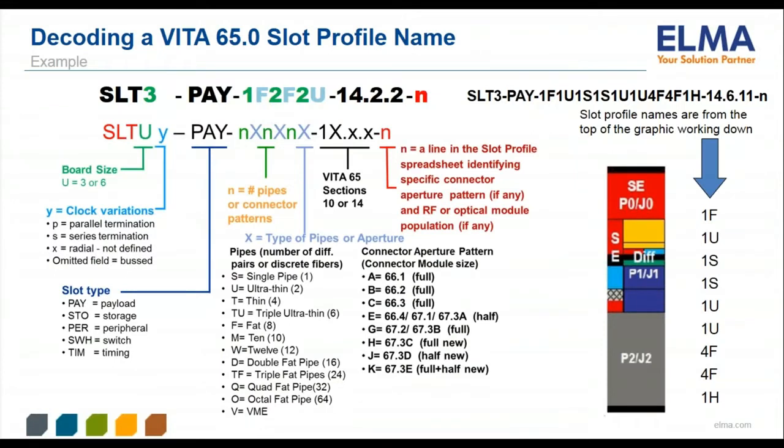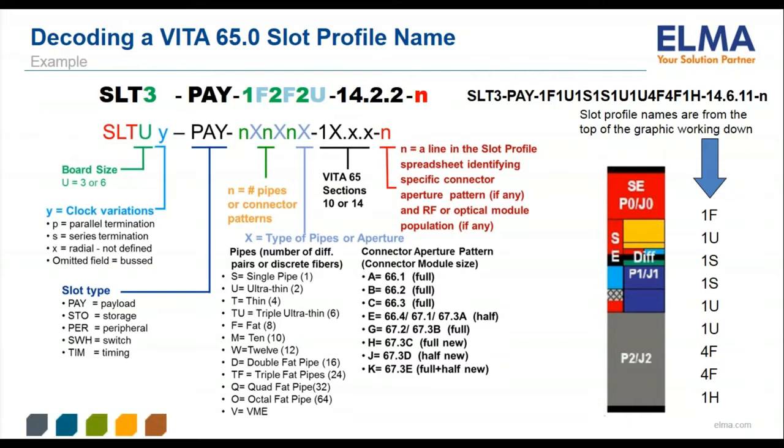The colorful table below shows how to decode a slot profile name. You can see all the many options for slot profile features, and this is based on the VITA 65.0 section 1.3.3.1. This video episode is concerned with the letter names for apertures in the section of the table that reads Connector Aperture Pattern. The VITA 65.0 assigns letter names for each different aperture size. These letter names are used in slot profile names to indicate the type of aperture required for that slot profile.